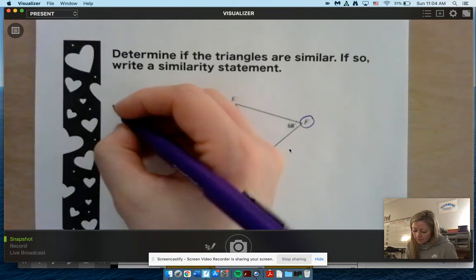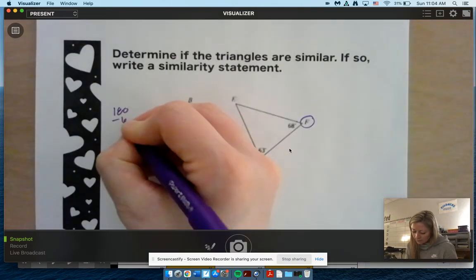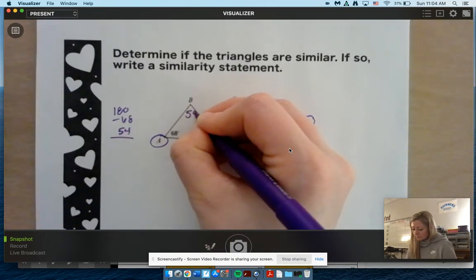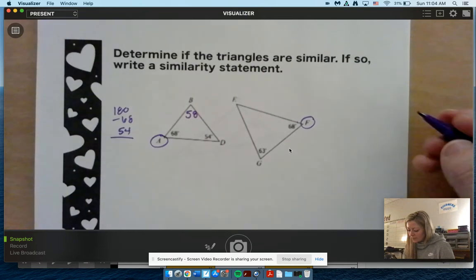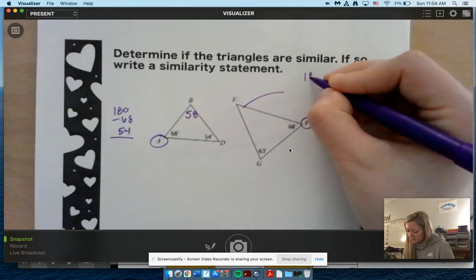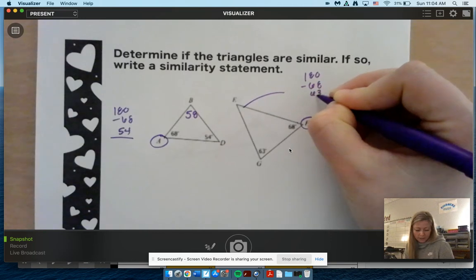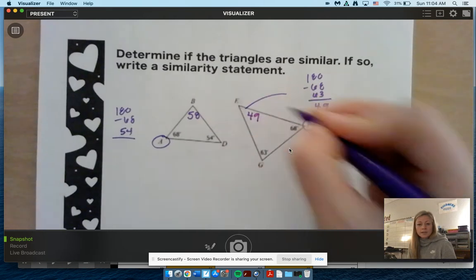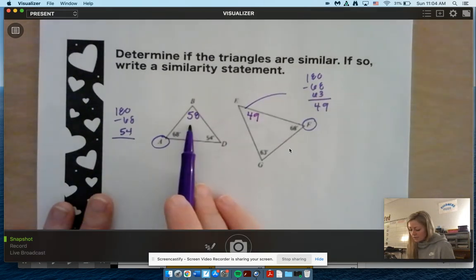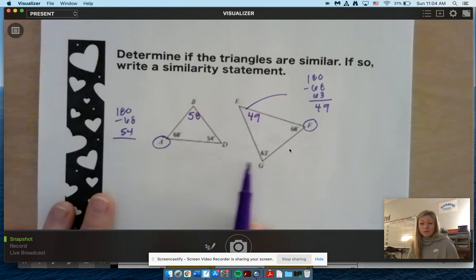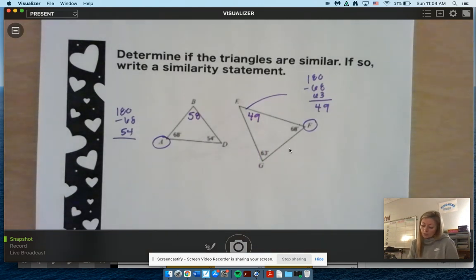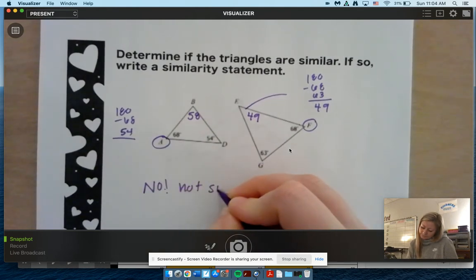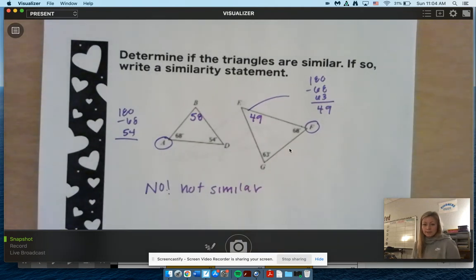So if we take 180 and subtract away 68 and 54, we should get 58 on this one. And then if we do the same for angle E, 180 minus 68 minus 63, we should get 49. Now I'm looking, do I have another pair of angles that are congruent? 58 doesn't match anything, and 49 doesn't. So nope, not similar. And if they're not similar, we can't write a similarity statement, so we're done.